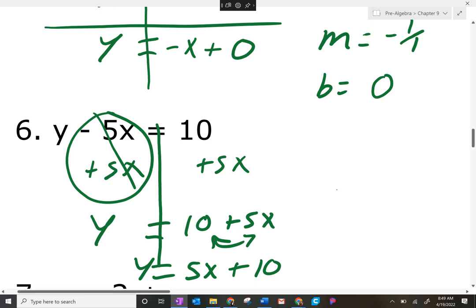Okay. That's supposed to be a b or an x. Which, this is an x.